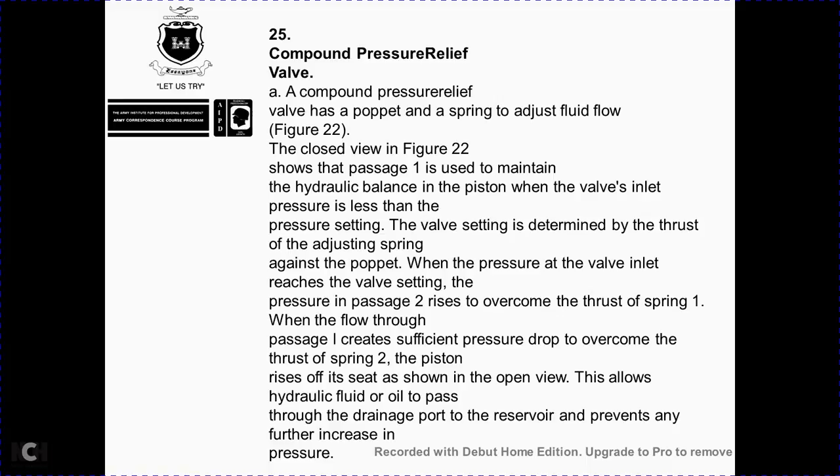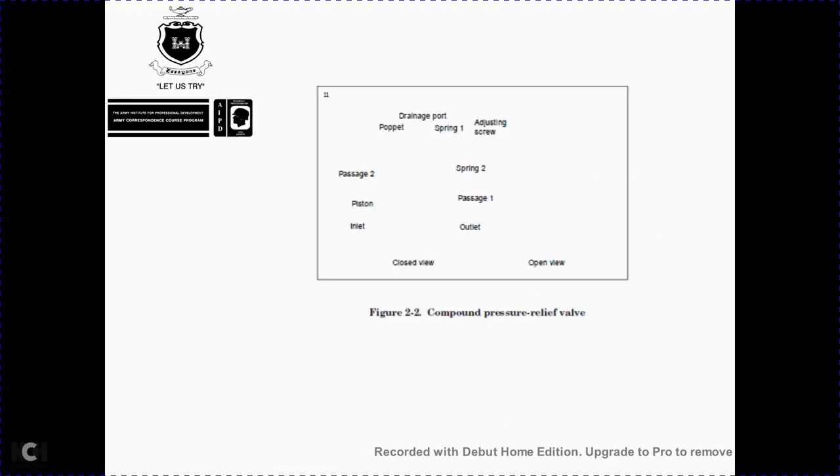The pressure rises to overcome the thrust of spring 1, but then flow through passage 1 creates a sufficient pressure drop to overcome the thrust of spring 2 on the piston. The rise lifts the piston, and the hydraulic fluid (oil) passes through the drain port to the reservoir, which prevents any further increase in the pressure.